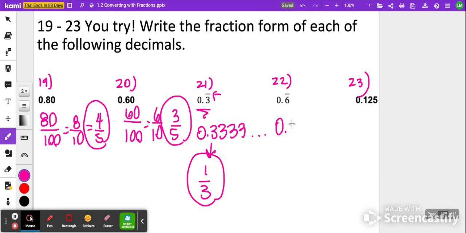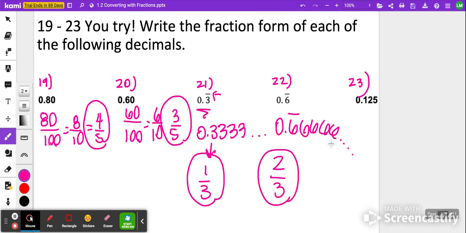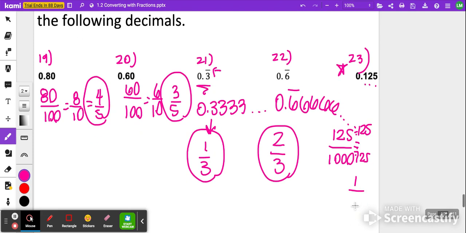The same thing is true for 0.6 repeating. That means you're going to have a bajillion sixes forever and ever. That one is 2/3 as a fraction. This last one, kind of tricky. I would say that one takes a little bit extra time. This is 125 thousandths. Now, this could take you a very long time if you divide by fives, but you could actually divide everything by 125. So if you divide 125 by 125, you get 1, and 1,000 divided by 125 is 8. So your final answer is 1/8.